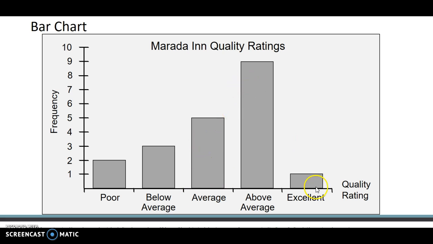5, 9, 1. Then the most important thing was we put a title up here. What if we didn't have this title here? What would we be looking at? We wouldn't know. Here, we know we're looking at quality ratings. I can look down here at poor, and I say, oh, the frequency was 2. 2 people rated the quality of their rooms poor.